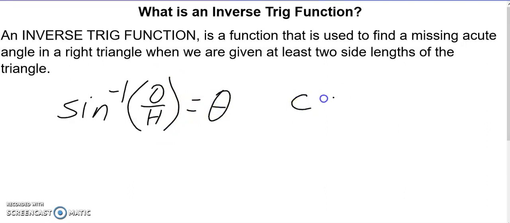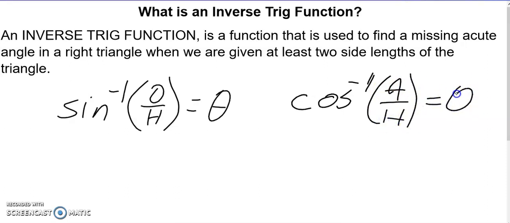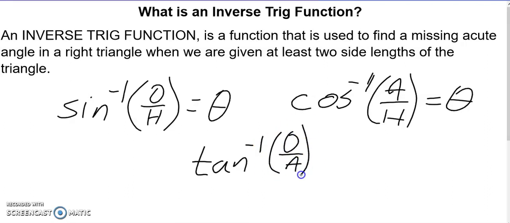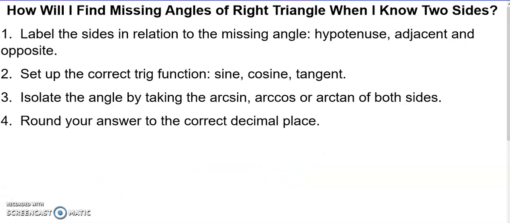Or we could use inverse cosine of the adjacent over the hypotenuse, and that will equal my angle. And lastly, inverse tangent or arctangent of opposite over adjacent will equal my angle, and theta is my angle. That is what we are going to do to find an angle. So what is that going to look like?